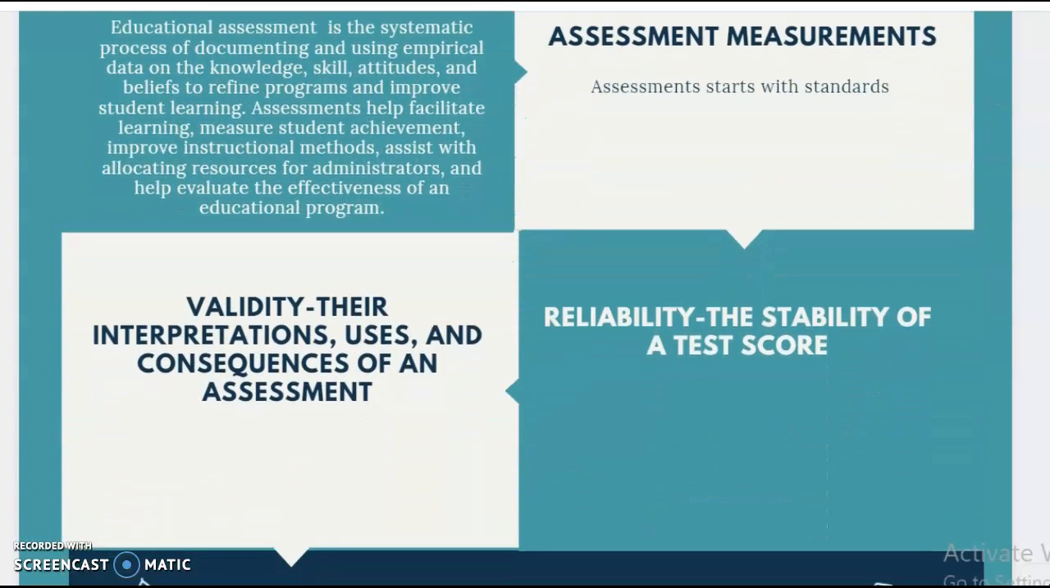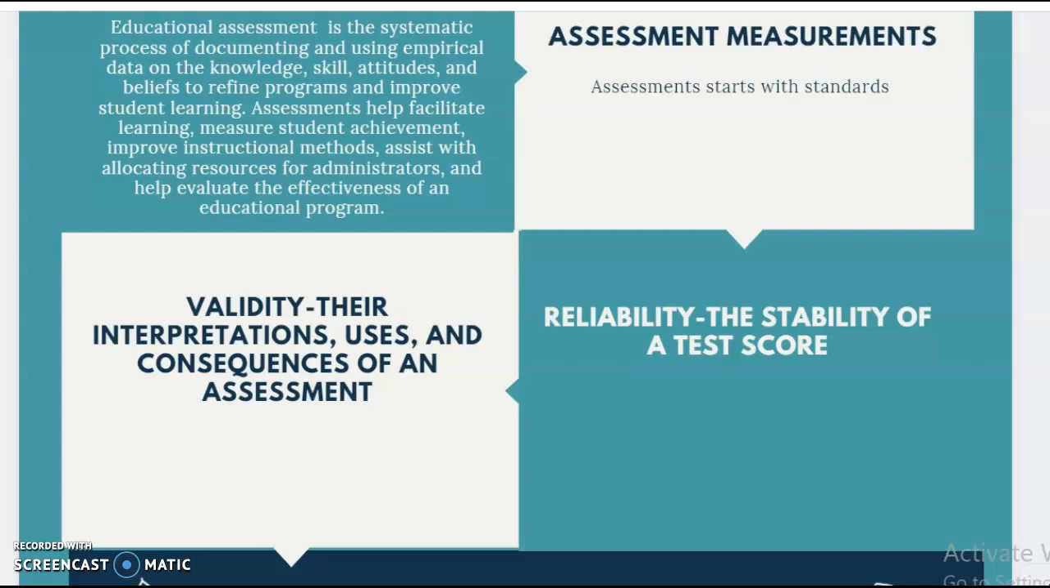And when we look into those standards, we have to look at the validity and also the reliability. So when we look at the reliability, it's the stability of the test scores. So questions that arise whenever you're looking at reliability is, can it reliably be replicated? If not, it may not be an accurate measurement.